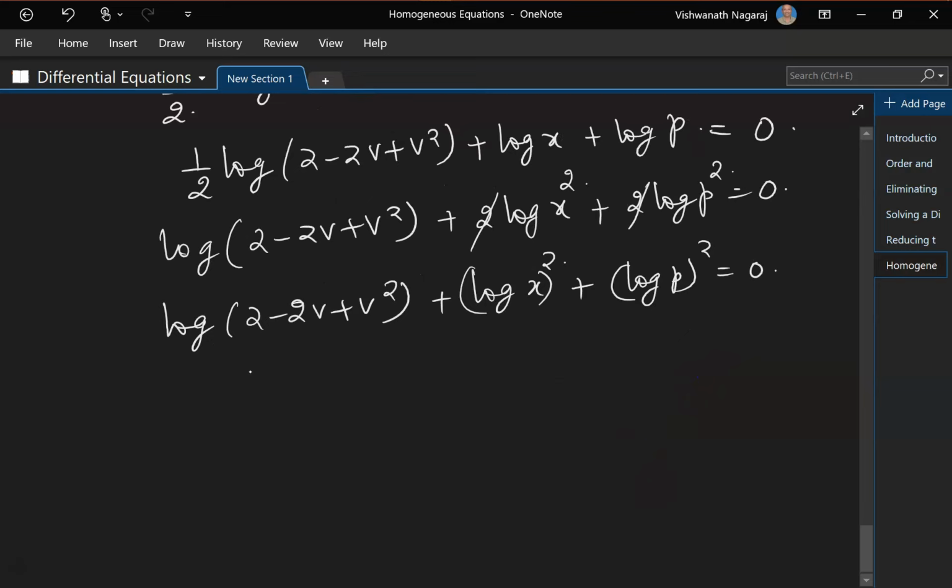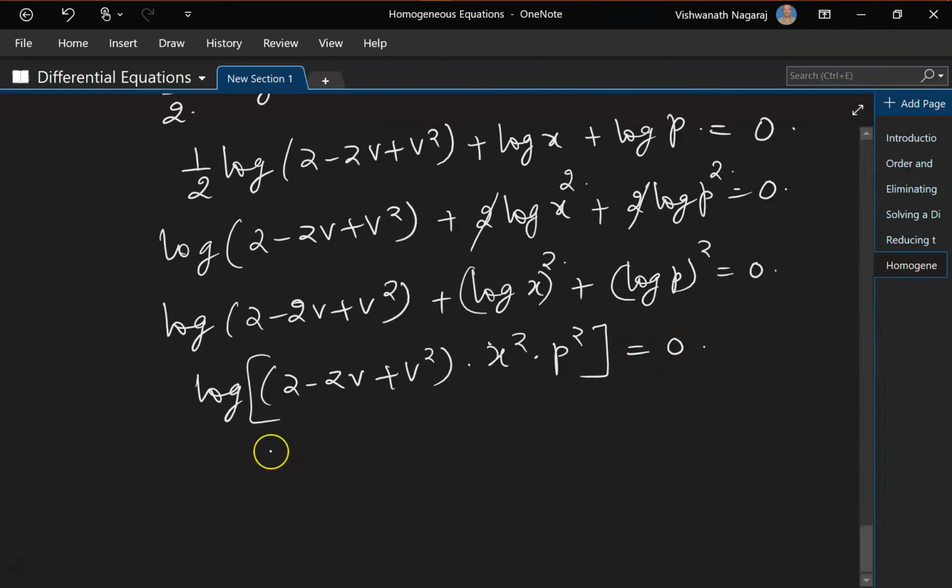Now again based on log rules, this addition can get converted to multiplication. So this becomes log of 2 minus 2v plus v square times x square times p square is equal to 0. Now how do I remove log? I do exponentiation on both sides. So this becomes e, this becomes e. So this gets cancelled and anything to the power of 0 is 1. So 2 minus 2v plus v square times x square times p square is equal to 1.